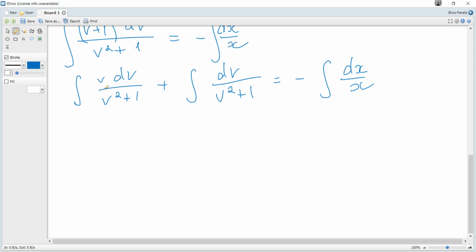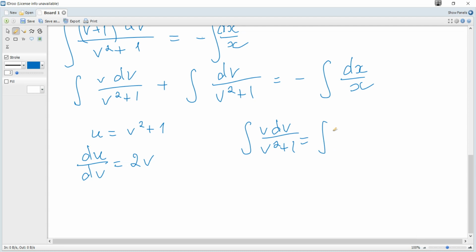And how to integrate this? It's a typical situation for substitution, and we can consider u to be v squared plus 1, hence du over dv is 2v, and hence integral v dv over v squared plus 1 becomes integral v dv, it's du over 2v, and just u, and we can see v cancels and it becomes integral du over 2u.